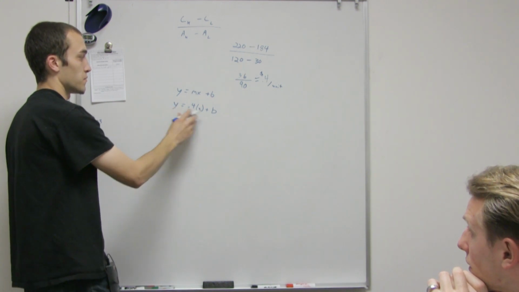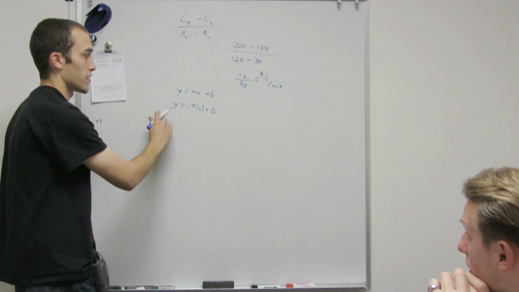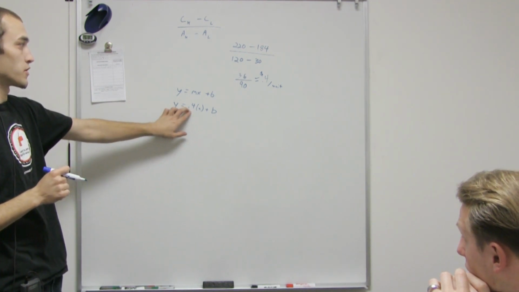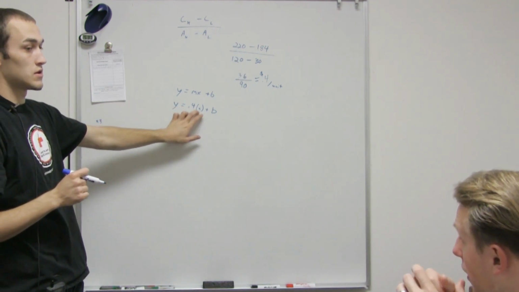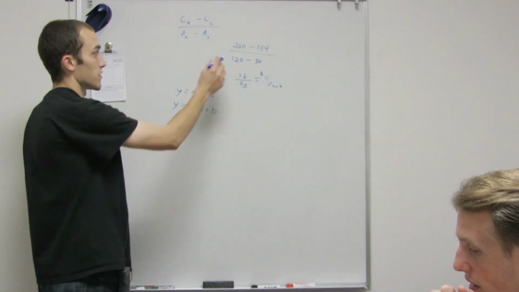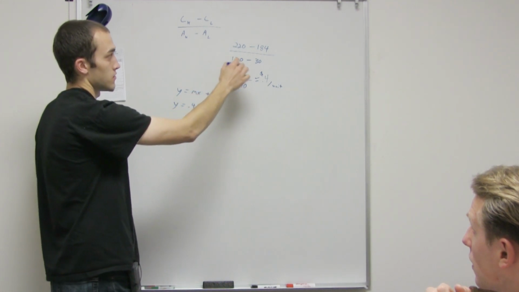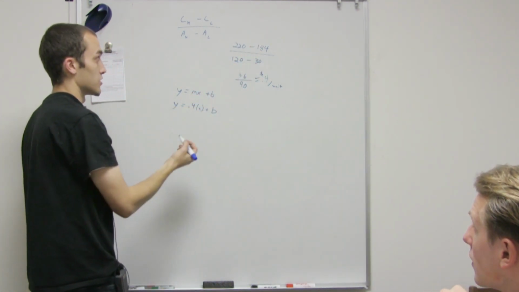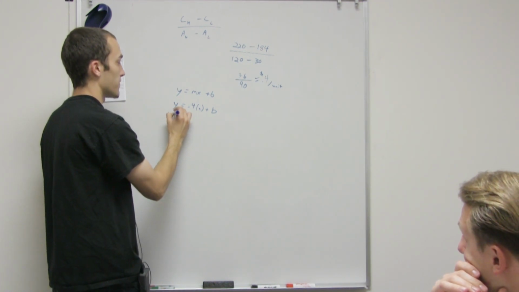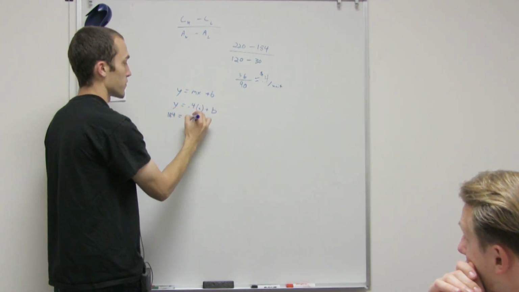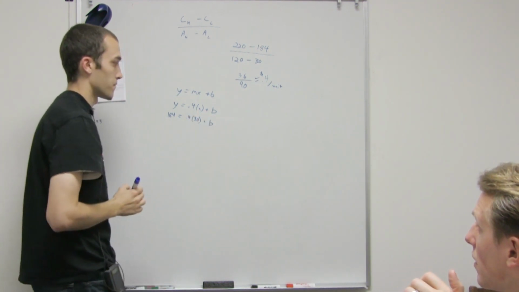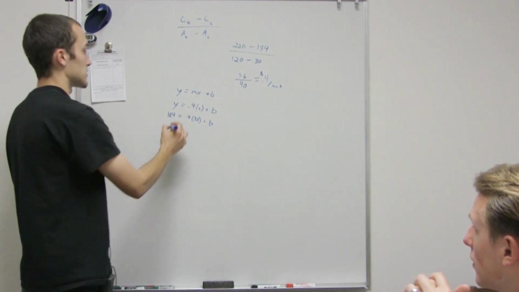In order to solve for b, we have to fill in x and y. Remember this is 40 cents per unit, so x is going to be the number of units. Now we can pick either one of these, either the high pair or the low pair. Let's go with the low one. We got 184 equals 0.4 times 30 plus b. Then all we have to do is solve for b.